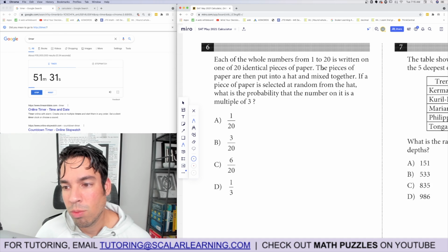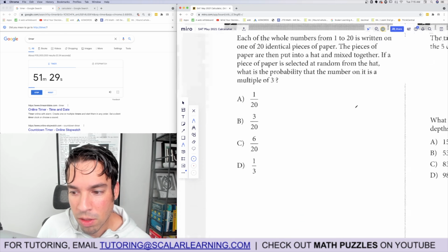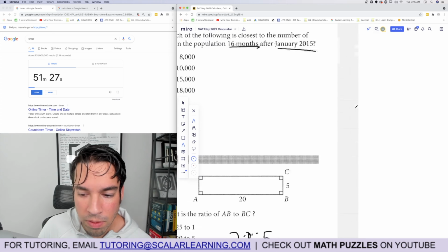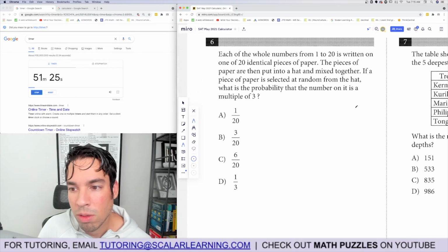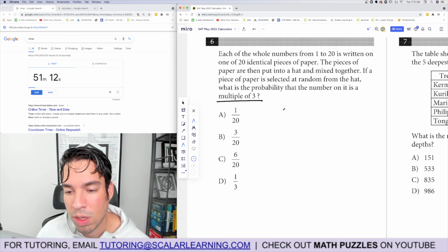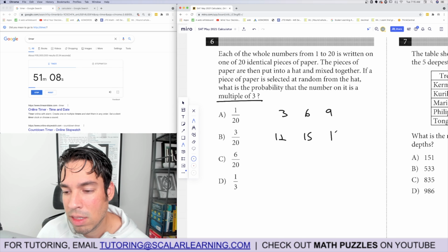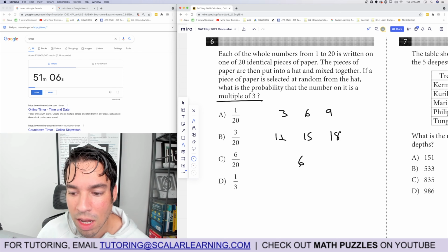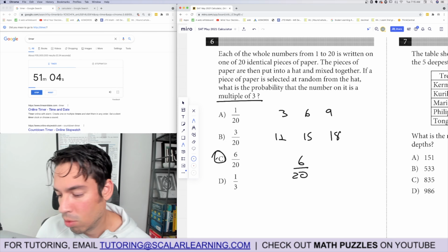Okay, each of the whole numbers from 1 through 20 is written on one of 20 pieces of paper. The pieces are then put in a hat and mixed together. If a piece of paper is selected at random from the hat, what's the probability that the number is a multiple of 3? So we have 3, 6, 9, 12, 15, and 18 as the multiples of 3. So we got a 6 out of 20 chance. Boom, done.